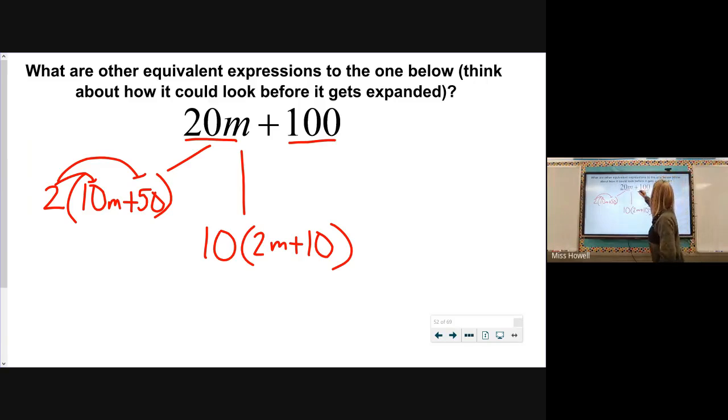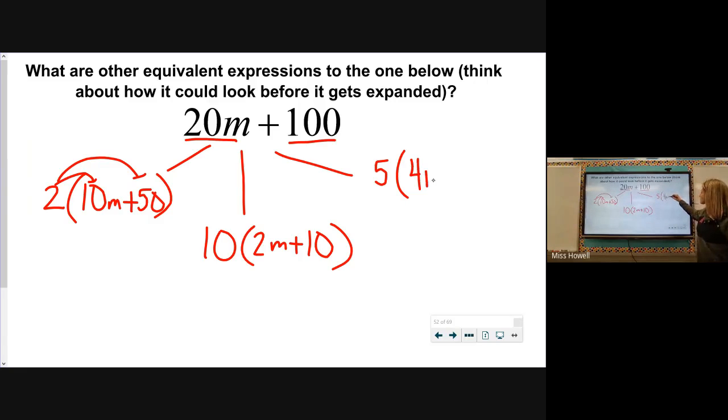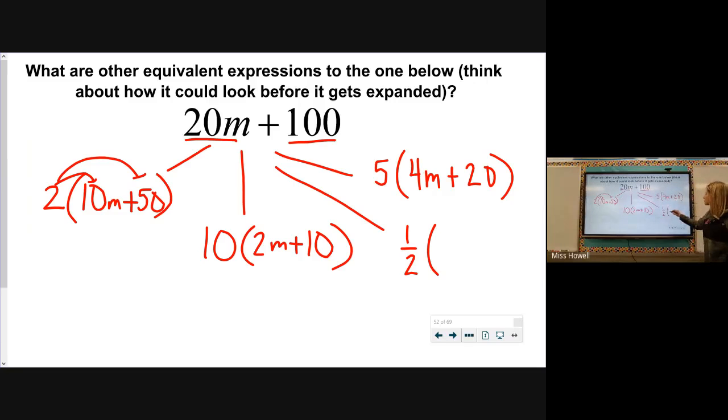Right? There's other ways. Oh my gosh, I could have pulled out a 5, right? That would have worked. If I did that, I would have 4m plus 20. And that would be a way to get back, right? We factored the problem by breaking it up into things that can multiply and get us back to the original. All right, we could also do something like this. 1/2. I factored that out, which means we'd have 40m plus 200. Right, that's a way we could factor it apart.